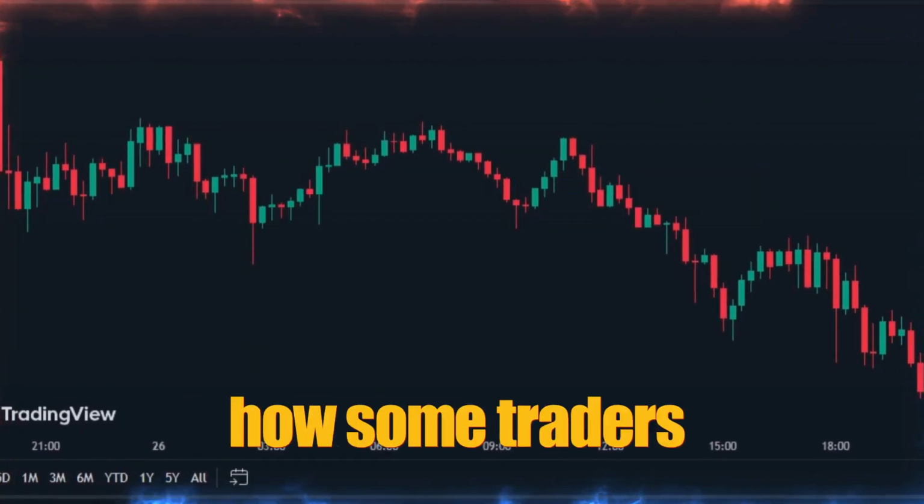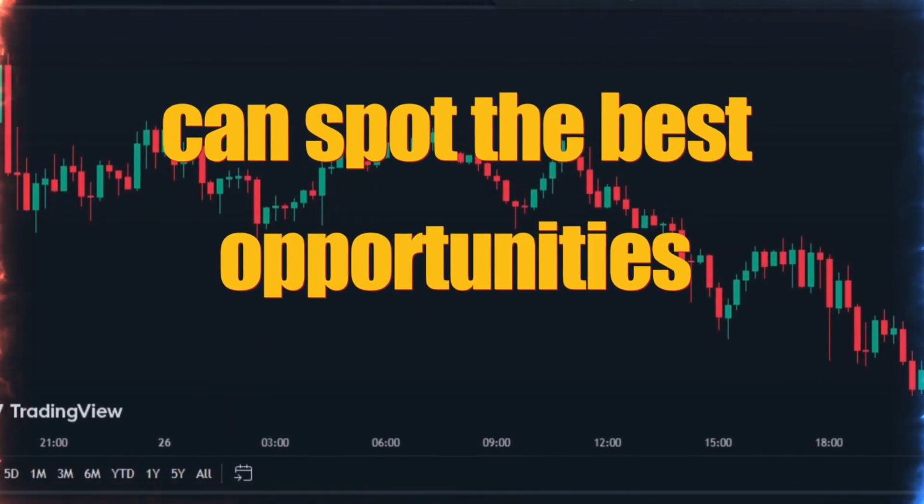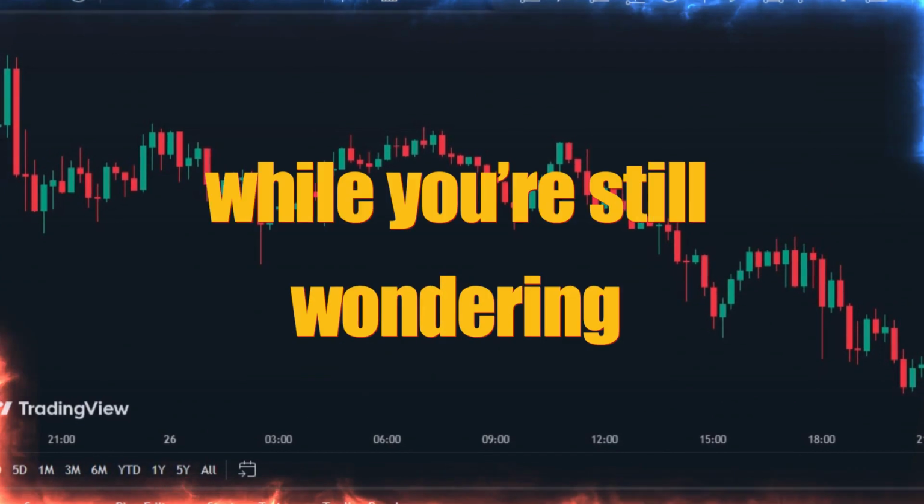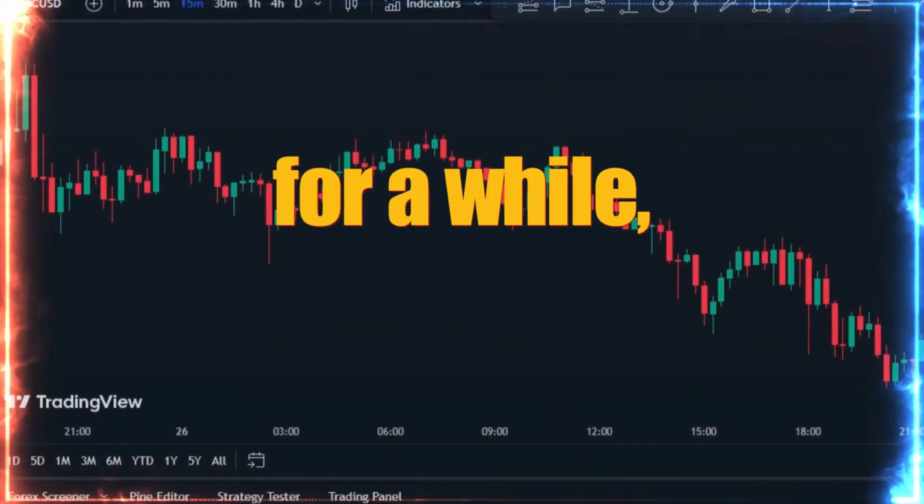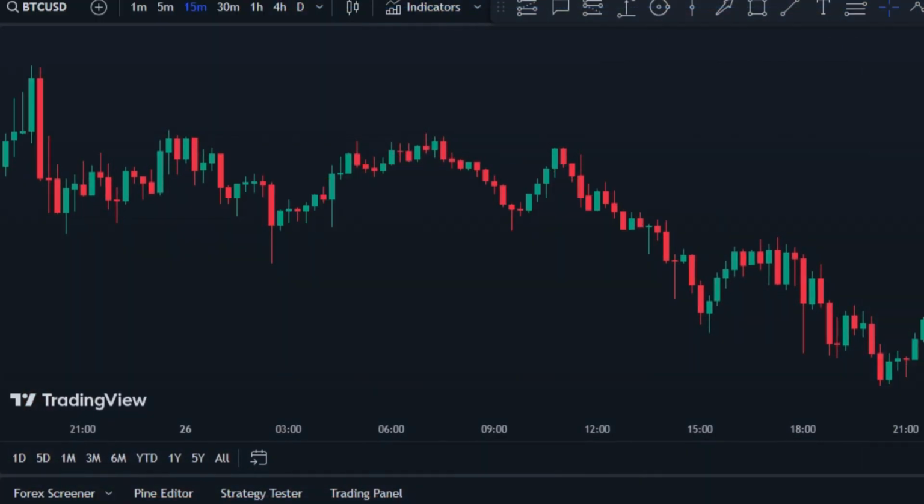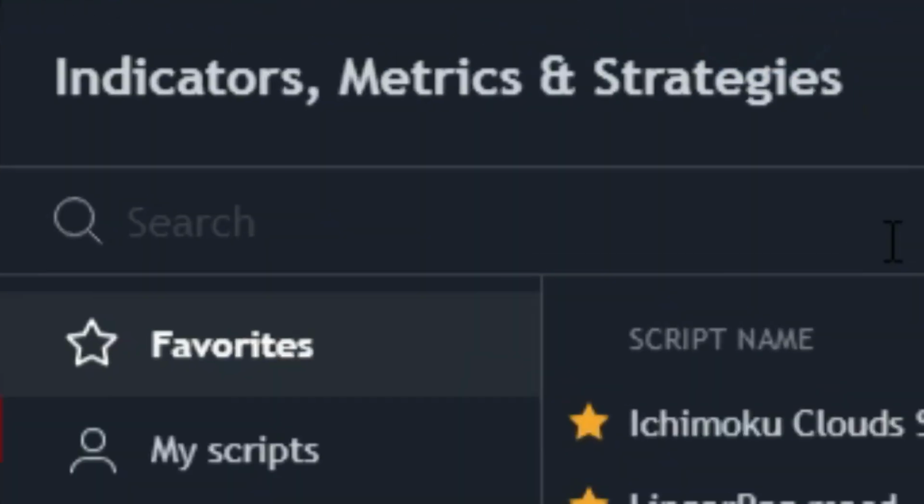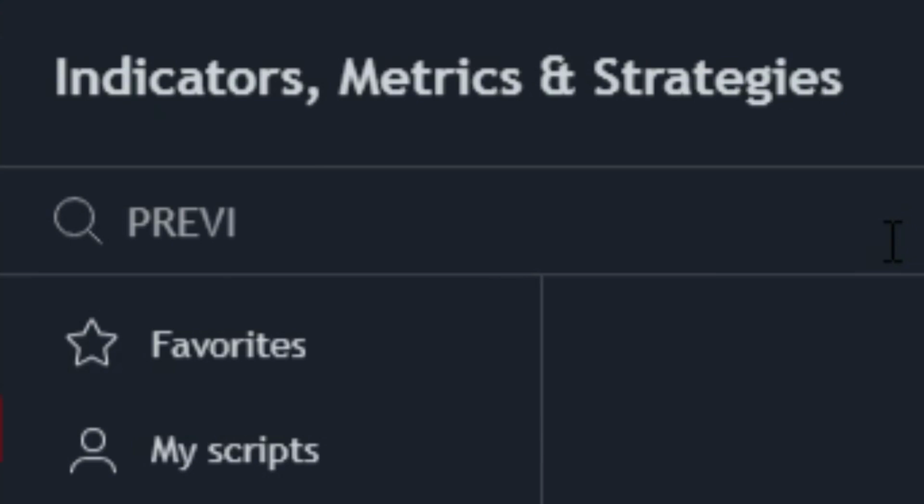Do you want to learn how some traders can spot the best opportunities and act on them fast while you're still wondering what to do? If you do, then stick with me for a while and I'll show you how it's done. In this trading strategy, we have one main indicator: previous day high and low breakout bar.